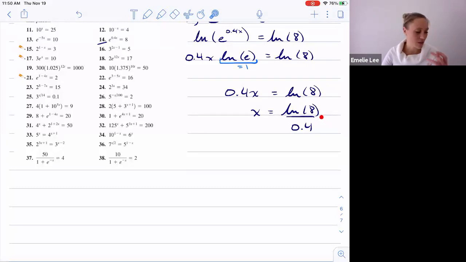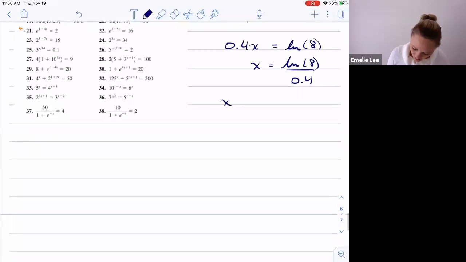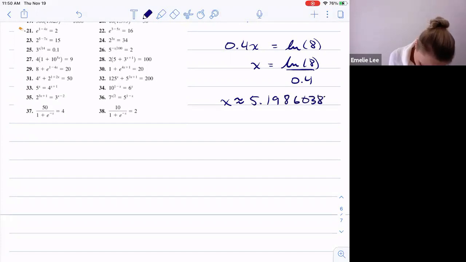If I want the approximate answer, I can just use my calculator. And so x is roughly equal to the ln of 8 divided by 0.4, 5.19860384, to however many decimal places they've asked for.